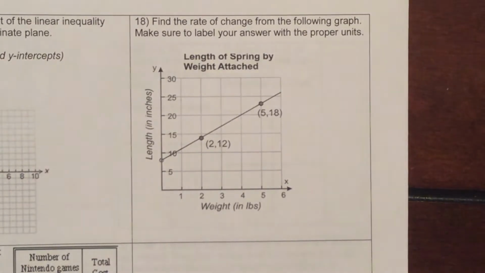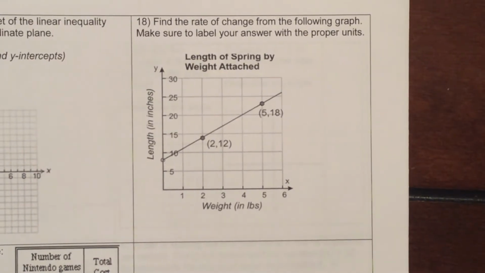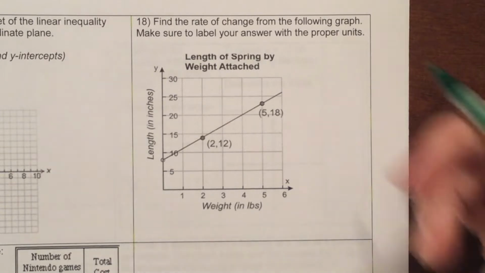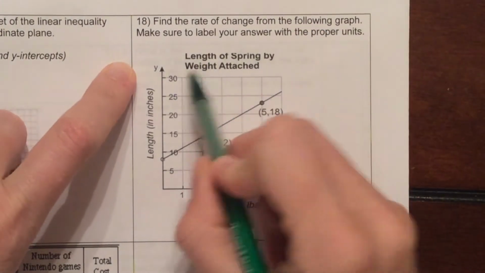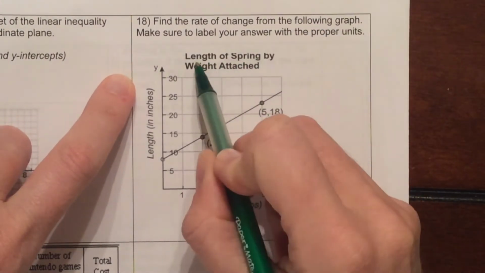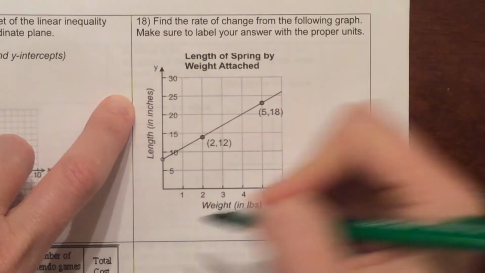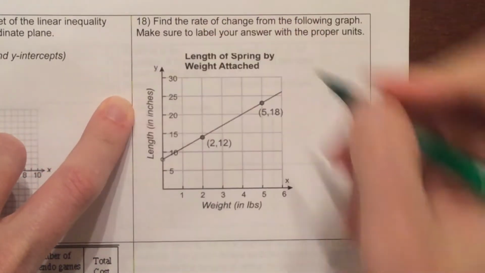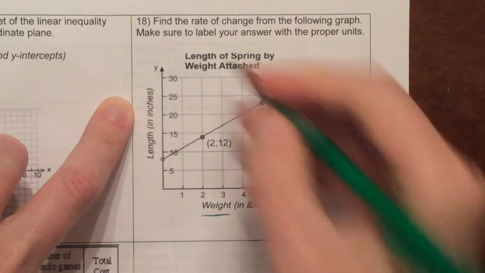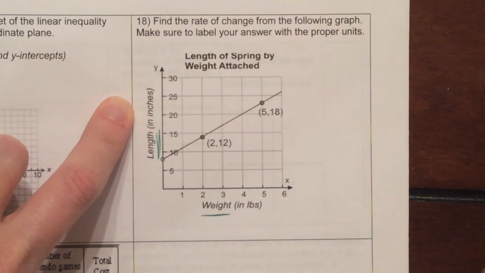For number 18, find the rate of change from the following graph. Make sure to label your answer with the proper units. So we have the length of the spring by weight attached, with length as your y value and weight as your x. So we're going to end up using these words in our final answers.